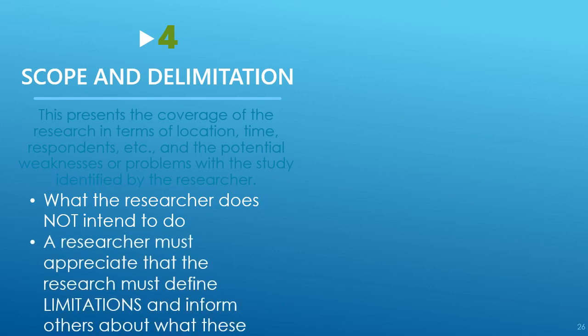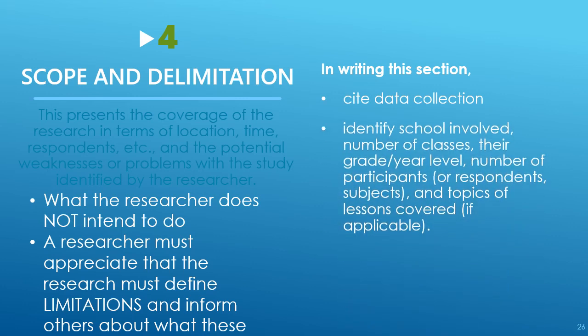A researcher must appreciate that the research must define the limitation and inform others about what the scope of the research is. So, paano natin susulat yung scope and delimitation? In writing this section, cite the data collection. Paano tayo magko-collect ng data? Identify the school involved, ilang classes ang meron tayo, anong grade level. This scope and delimitation are very specific. Ilang number of students ang kukunin natin, anong topics of the lessons covered, okay?